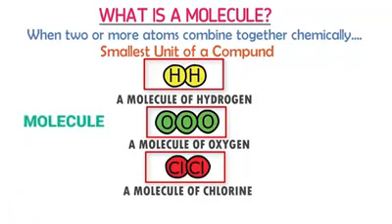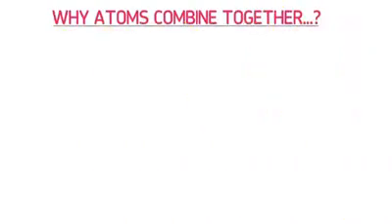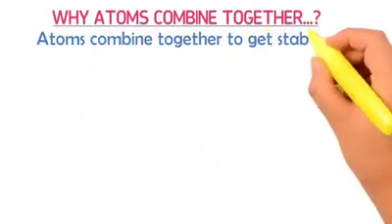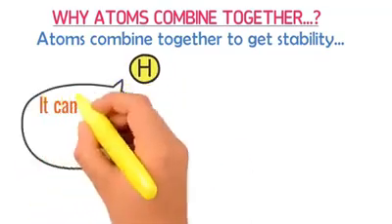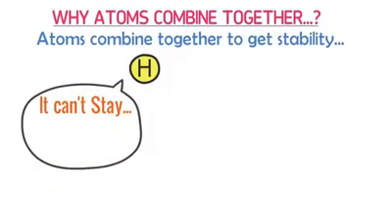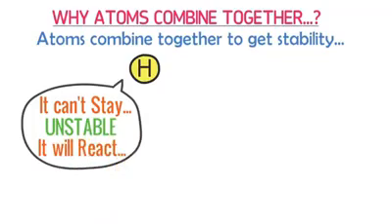Now, the second important question you should learn is why atoms combine together? Why shouldn't they exist independently? Well, the answer is atoms combine together to get stability. For example, consider a single atom of hydrogen. It cannot stay independently, or you can say that it is unstable. Now, to get stability, it will react with a nearby atom in order to stabilize itself.